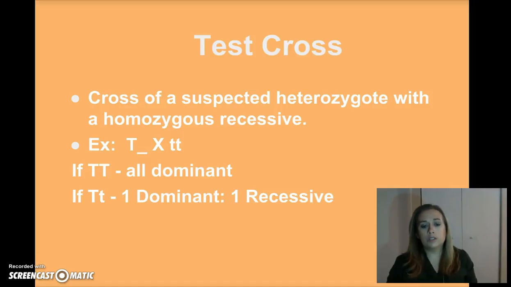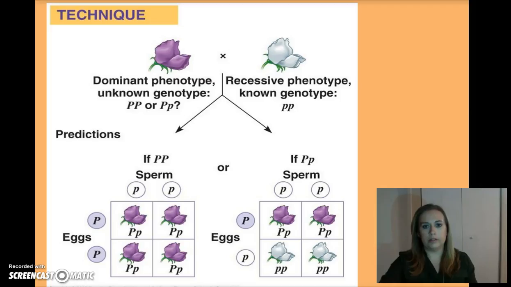So if you cross the individual with a homozygous recessive individual, if you end up getting any offspring that show the recessive trait, like any offspring at all, then you know that the individual that you were testing was heterozygote. However, if you get all dominant offspring from that test cross, then you know that the individual was homozygous dominant.